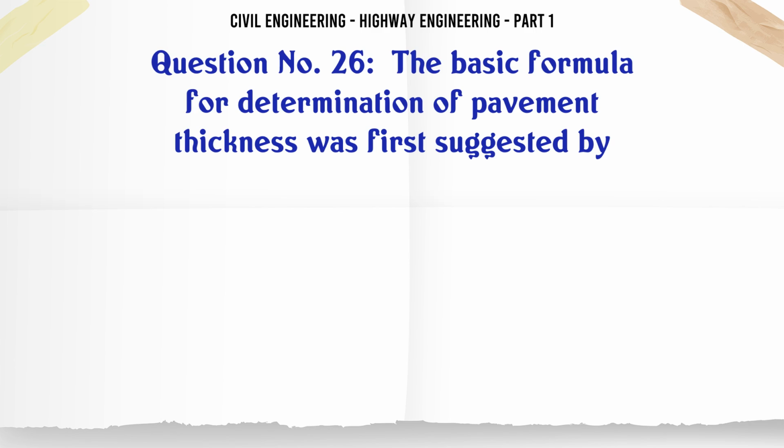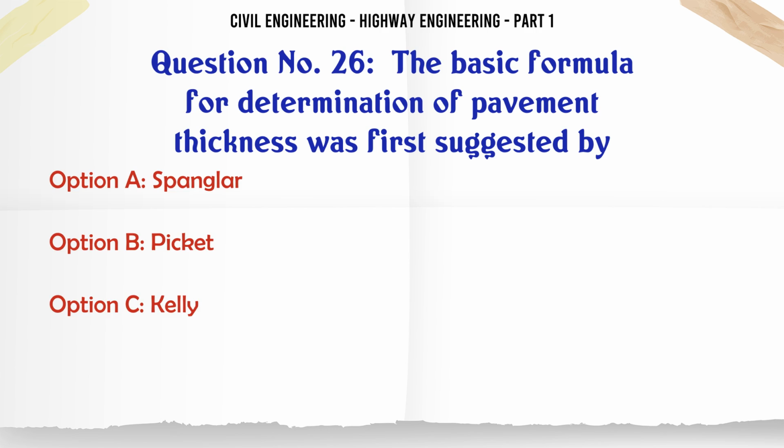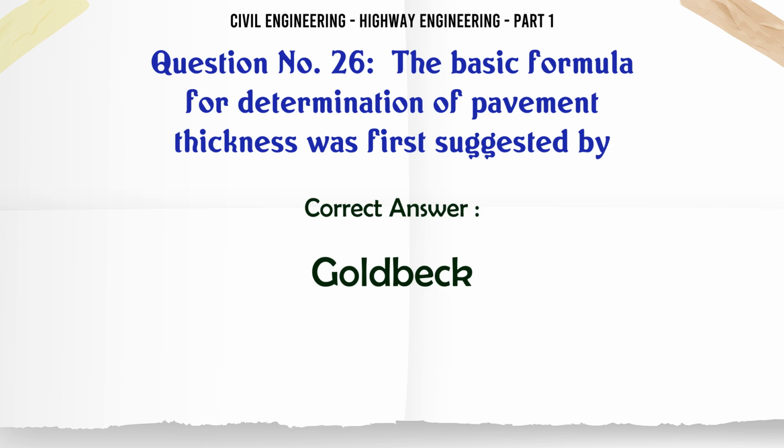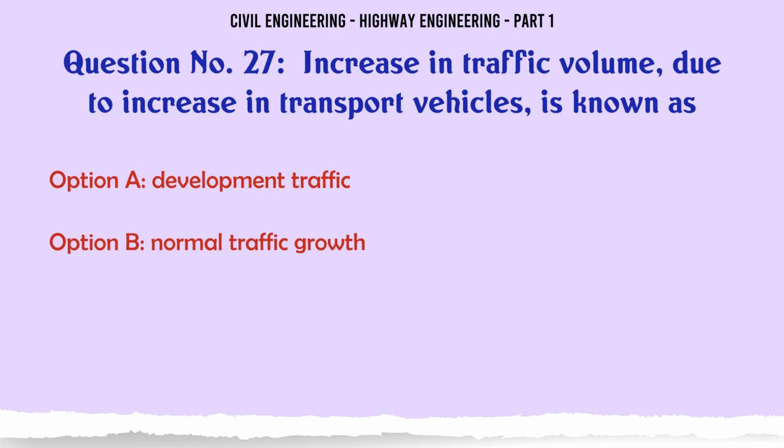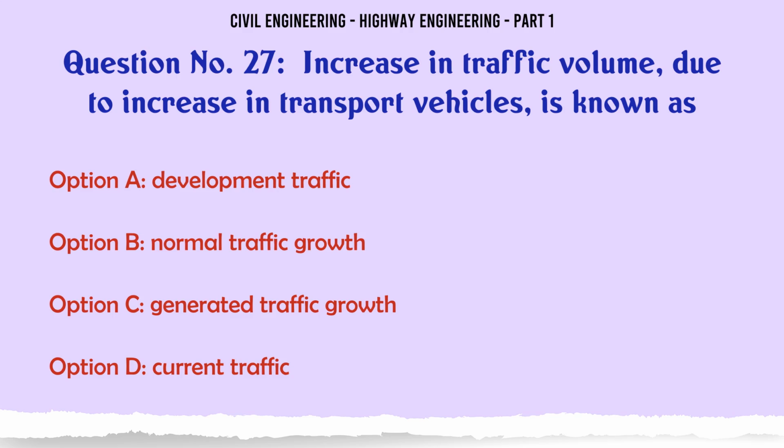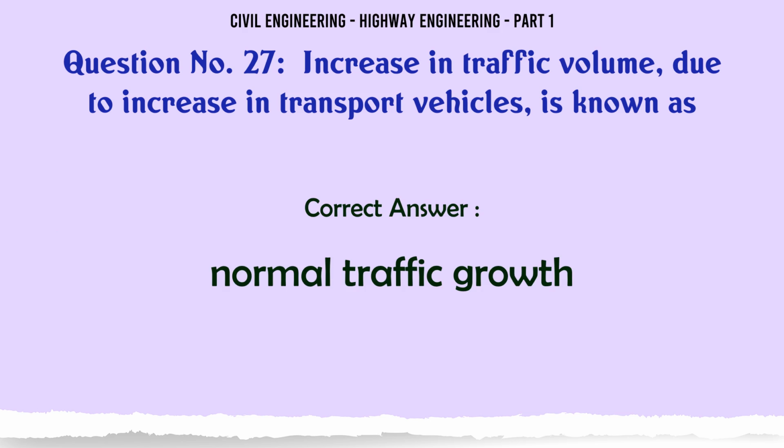The basic formula for determination of pavement thickness was first suggested by: A, Spangler; B, Pickett; C, Kelly; D, Goldbeck. The correct answer is Goldbeck. Increase in traffic volume, due to increase in transport vehicles, is known as: A, development traffic; B, normal traffic growth; C, generated traffic growth; D, current traffic. The correct answer is normal traffic growth.